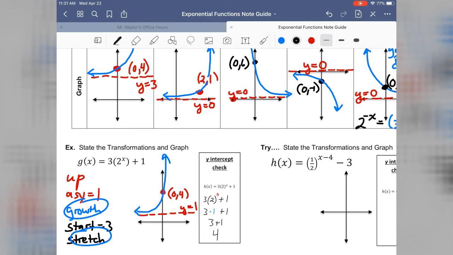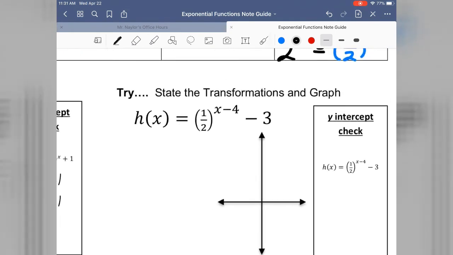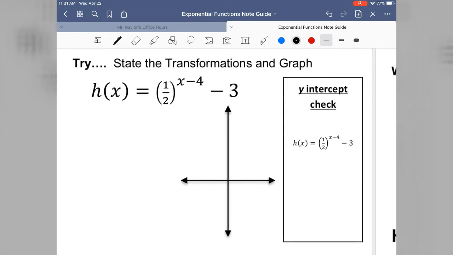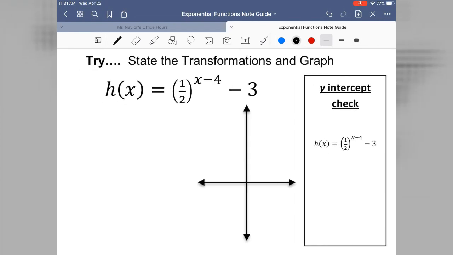You want to try one on your own? I encourage you to look at all the numbers in this equation, try to decide what transformations they would be, and then see if you can draw the graph.